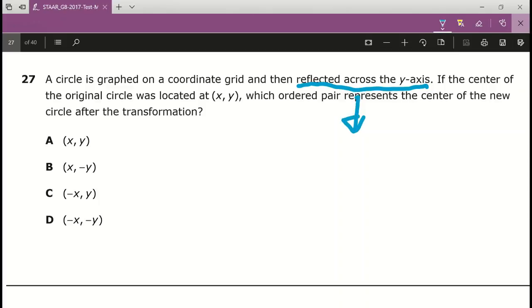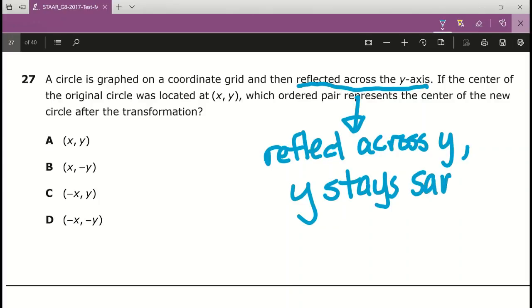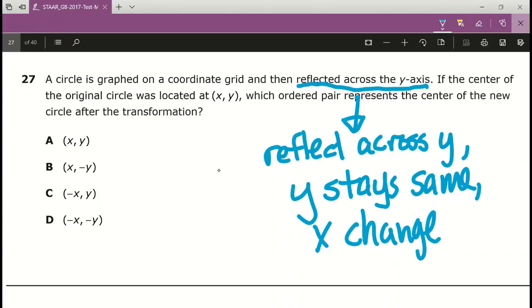So we remember, reflect across the y-axis: the y stays the same sign, and x changes. So if our original circle is located at x comma y, y is going to stay the same. This y is going to stay the same position and sign, and our x is going to change. Our x right here, that's going to change.